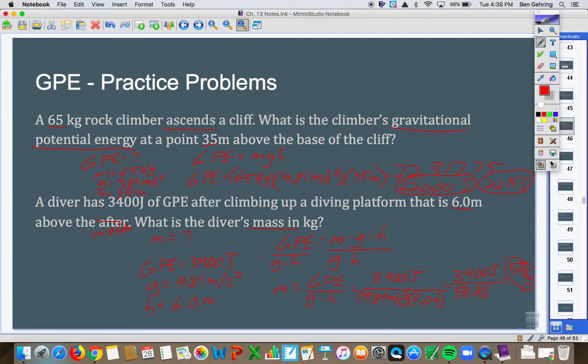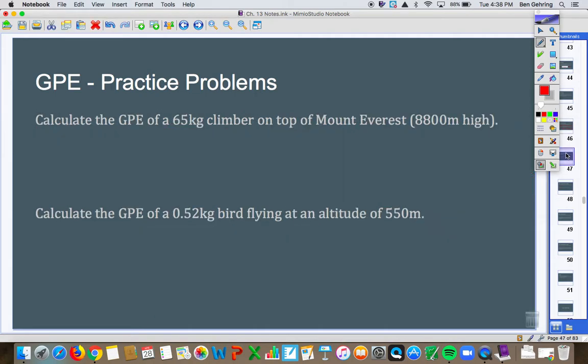All right, I'm going to give you a chance to practice a little bit of this. So if you will pause this video, I'll read through these and then pause the video. Calculate the gravitational potential energy of a 65 kilogram climber on top of Mount Everest. Has a height of 8,800 meters. And the second one, calculate the gravitational potential energy of a 0.52 kilogram bird flying at an altitude of 550 meters. Work through both of those, pause this video, and then when you resume, you'll get your answers.